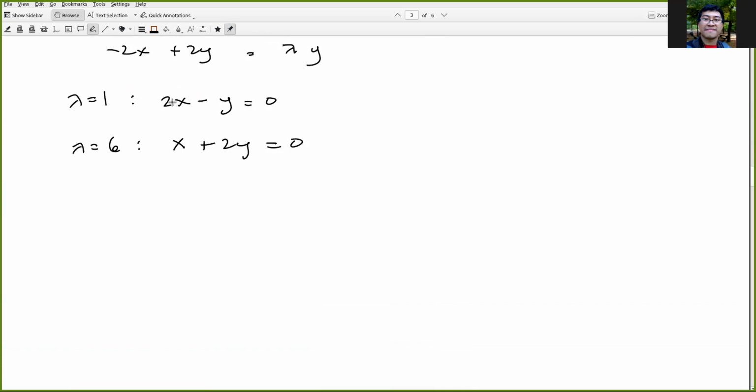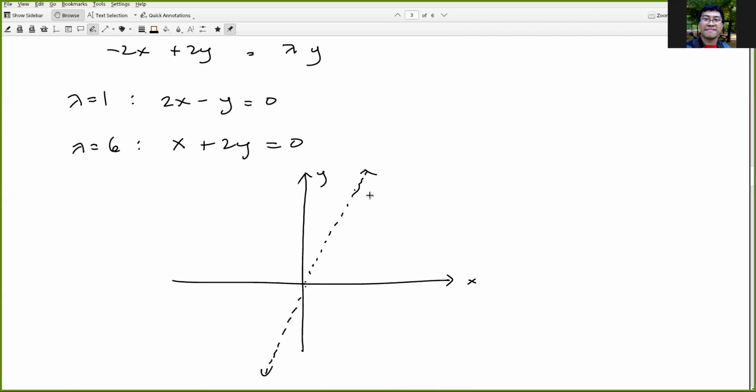So the eigenvectors whose components x, y satisfy these two equations. There are infinite number of them, but we can plot them in an xy plane, so that for lambda equals 1, these are points on the xy plane that are along this line 2x minus y. So it's a line with slope 2 passing through the origin. So suppose this is our line 2x minus y equals 0. So the eigenvector is that vector passing through this line.